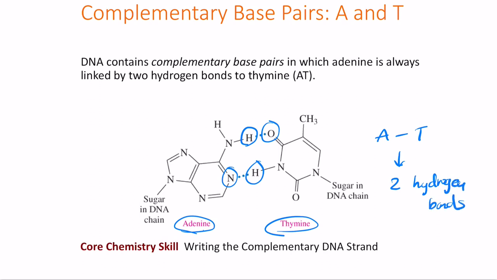AT formation involves two hydrogen bonds, and these are what we call complementary base pairs, because they are always going to be bonding with each other. They cannot bond with another structure. For example, adenine cannot bond with cytosine, or adenine cannot bond with guanine.